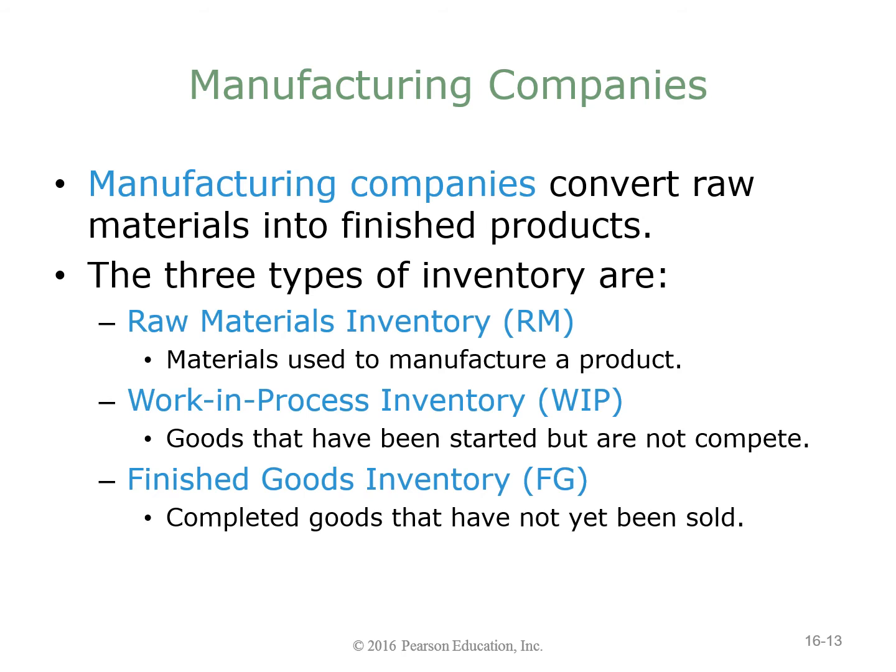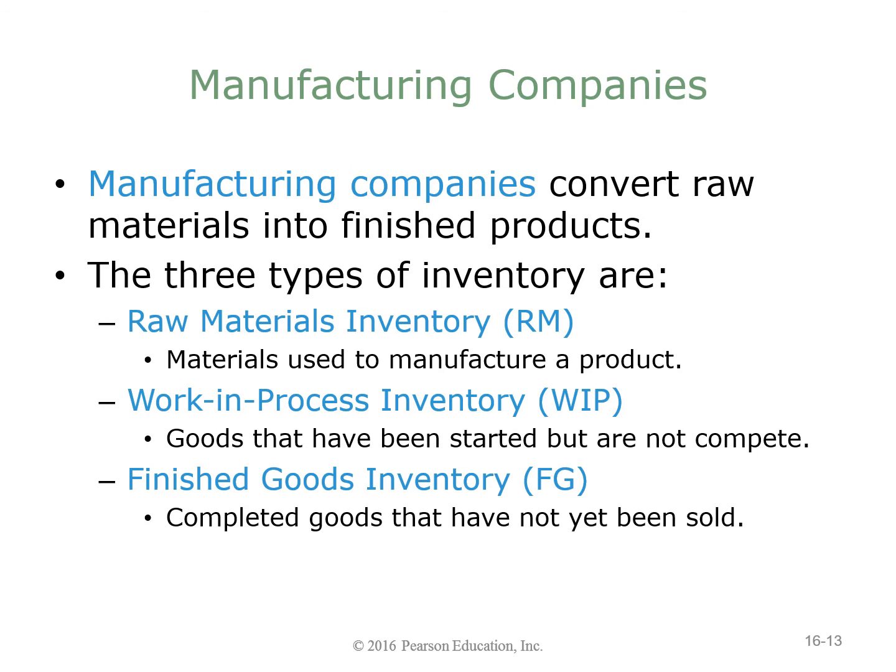And as the merchandising company has inventory in their balance sheet, actually the manufacturing company has 3 types of inventory. We have raw material inventory, material used to manufacture the product; work in process inventory, goods that have been started but are not complete, which means we started to produce product but we didn't finish it 100%, and the year has ended. So the amount of the products that is semi-manufactured, incomplete, are called work in process inventory.